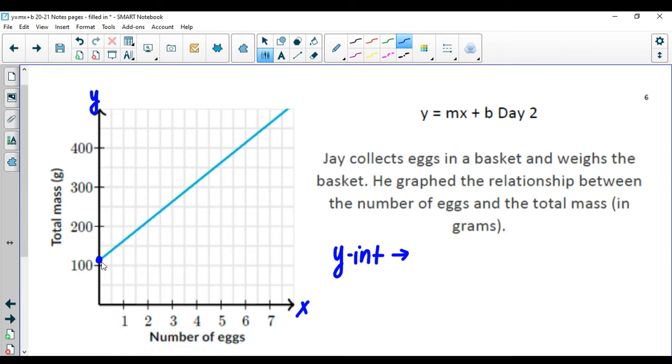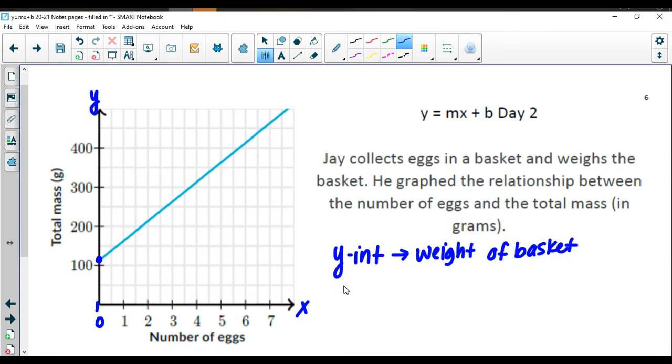So at the start of the scenario, before Jay collects the eggs in the basket, he still has the basket. So the basket is going to have some form of weight. And that weight is actually going to be represented by that y-intercept, because at that point in time, he's collected 0 eggs. So 0 eggs, but he already has the basket. The y-intercept represents the weight of his basket.